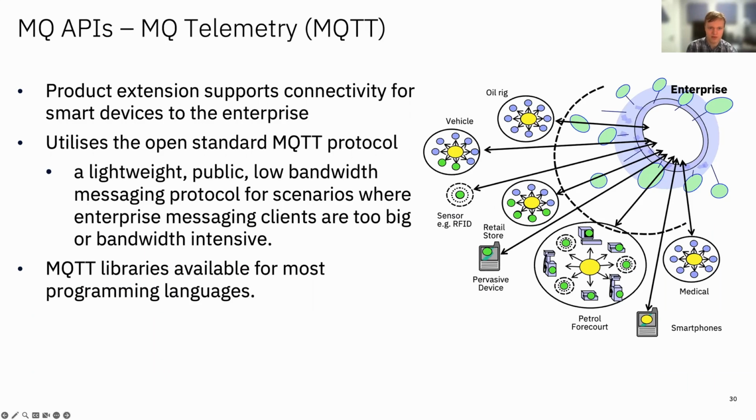So MQ Telemetry with MQTT allows MQTT clients to connect into MQ. MQTT libraries are available for a lot of programming languages. It's generally more used in IoT applications and focuses on allowing client mobility. So for example, a GPS tracker, various mobile devices. And this is an OASIS and ISO standard. There are libraries available for C, C++, JavaScript, most ones you can think of.